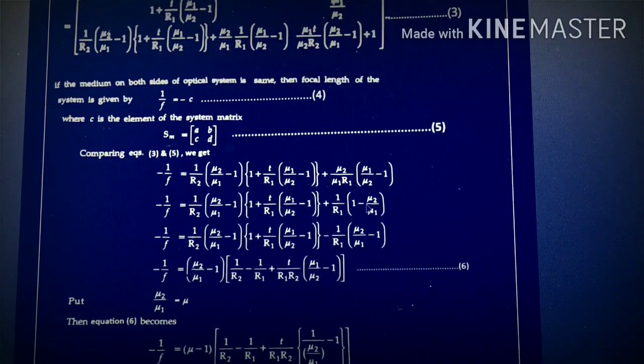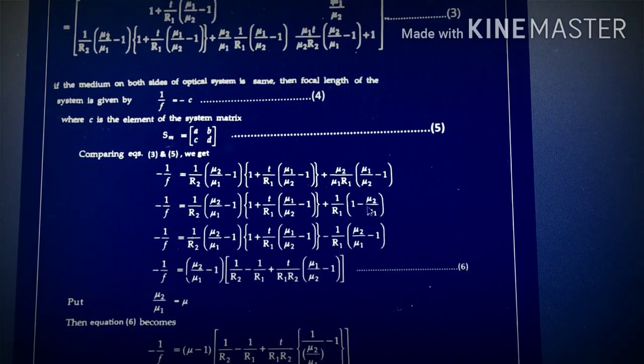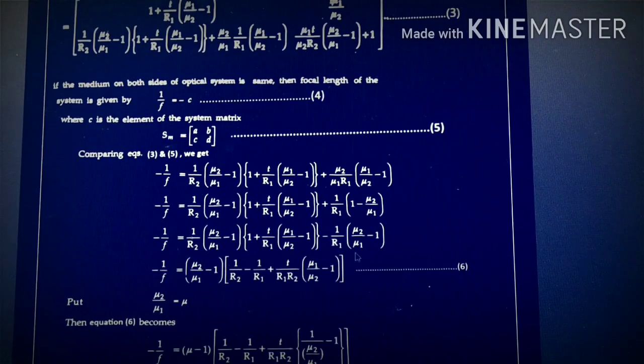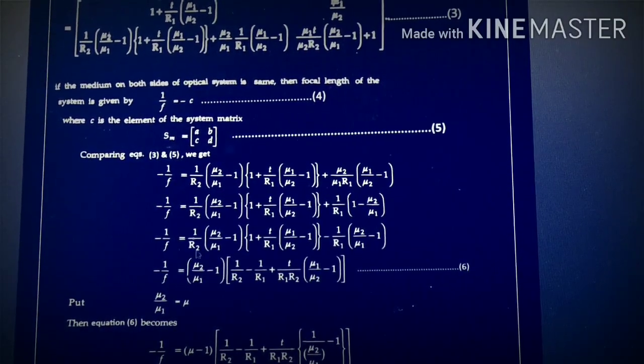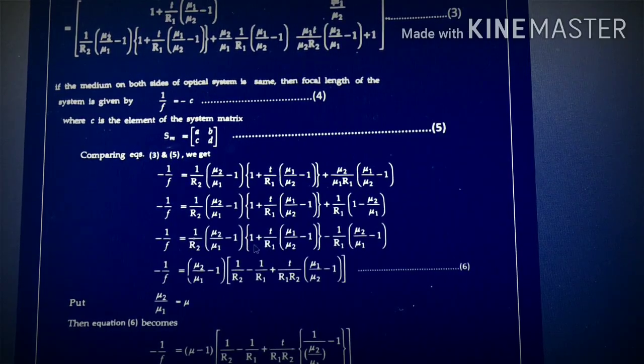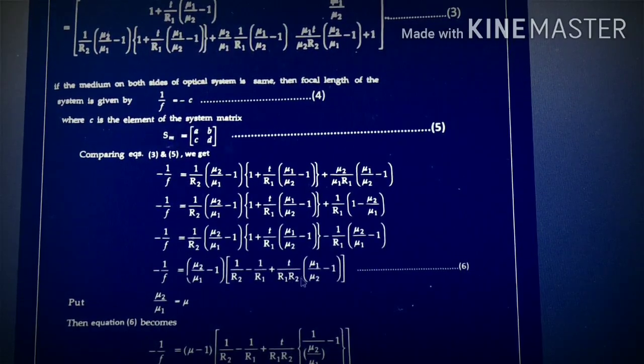Changing this, the minus sign is outside the bracket. So we get minus 1 by r1 into mu2 by mu1 minus 1. Taking mu2 by mu1 minus 1 common on the right hand side, we get 1 by r2 minus 1 by r1 plus t by r1 r2 into mu1 by mu2 minus 1. This is equation 6.